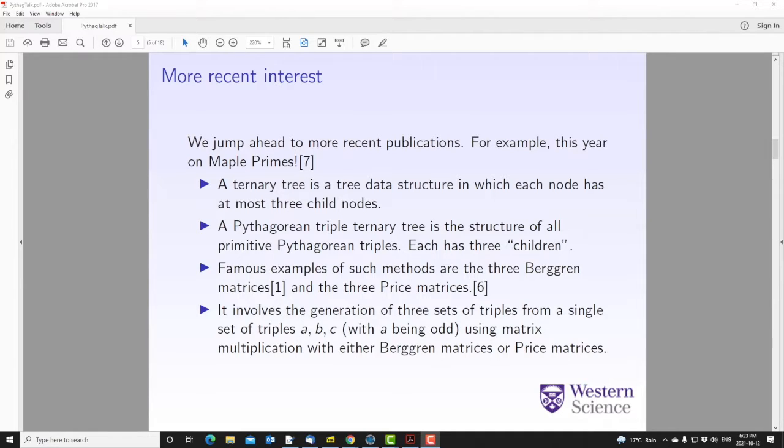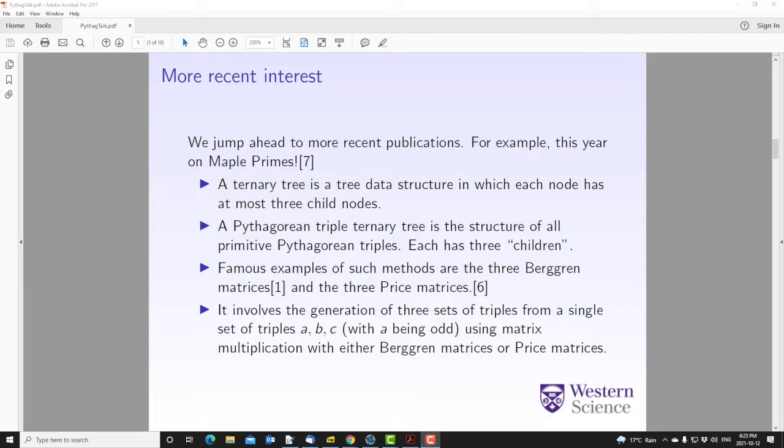A recent method of generating Pythagorean triples is the use of ternary trees, which occurred in the past 10 years or so. A ternary tree is a tree data structure in which each node has at most 3 child nodes. In other words, a tree with at most 3 branches. A Pythagorean triple ternary tree is a structure of all primitive Pythagorean triples. Each has 3 children.